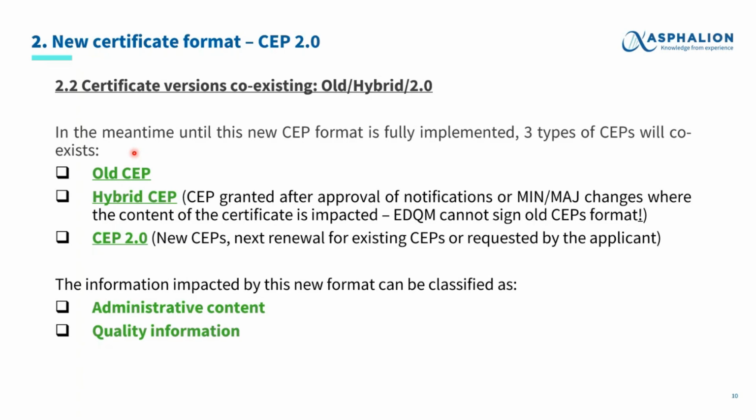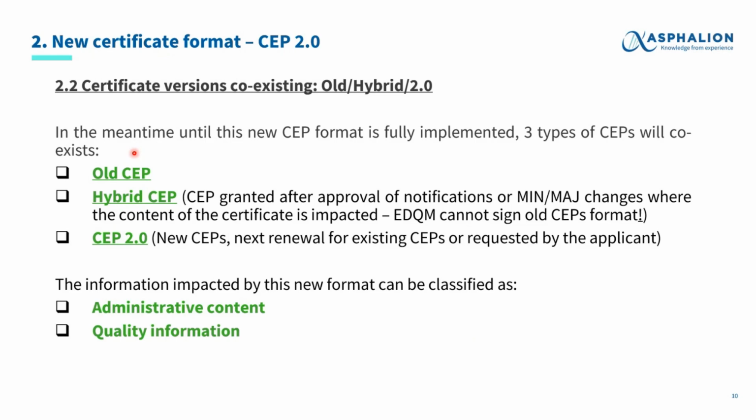And that's why the IDQM cannot sign the old CEP format anymore and has to sign one that is in between the CEP 2.0 and the old CEP, as these hybrid CEPs are not going to include all the changes related to the CEP. The hybrid CEP, we are going to check it in the following slides, will only contain the administrative content related to the CEP 2.0, but not the quality information part. And for sure, the last format of the CEP that is going to be current in the market is the CEP 2.0, that is for the new CEP and the renewal CEP, as we said before.